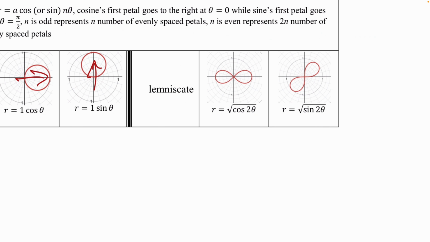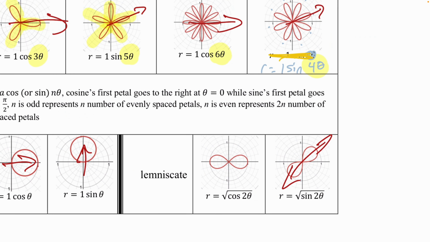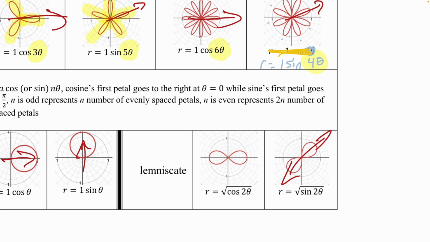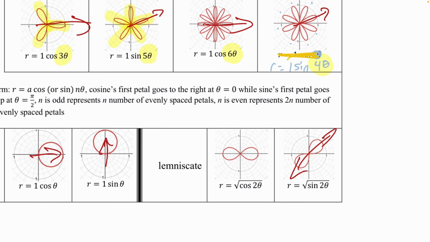And finally, there's one more called the lemniscate. The square root of cosine and square root of sine. You may or may not encounter those in calculus, but square root of cosine 2 theta goes left and right. Square root of sine 2 theta has that same idea with the rose petals. It's kind of off. It's not exactly on any of the axes that we would expect.